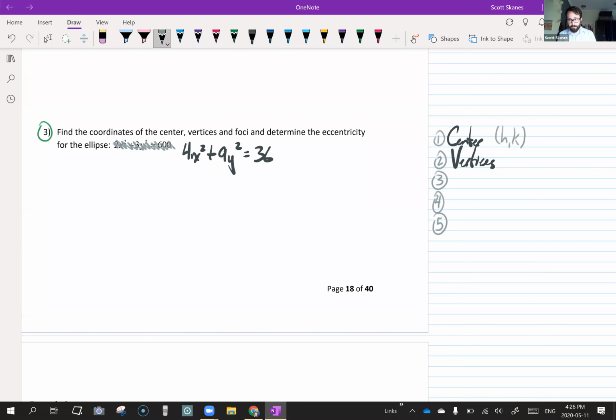Second thing you need is the vertices, the vertexes. You get them by adding A to the center. Co-vertices, you get them by adding B to the center. Foci, you get them by adding C to the center. You'll notice that C squared is A squared minus B squared. That's just a formula we use. And finally, eccentricity, or how weird this is.